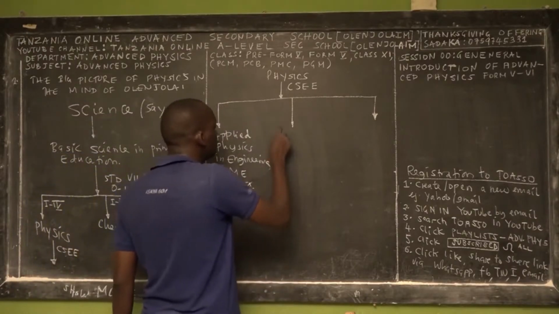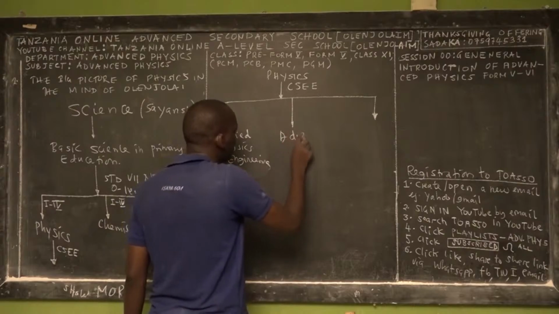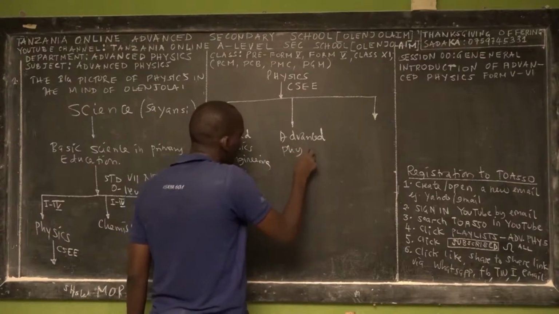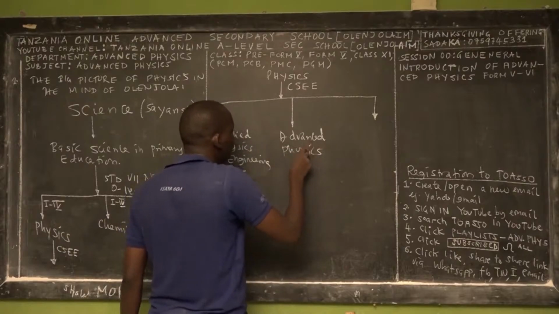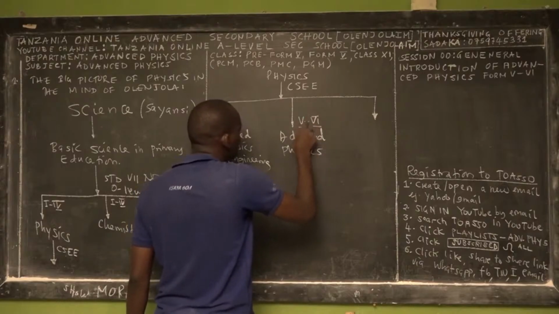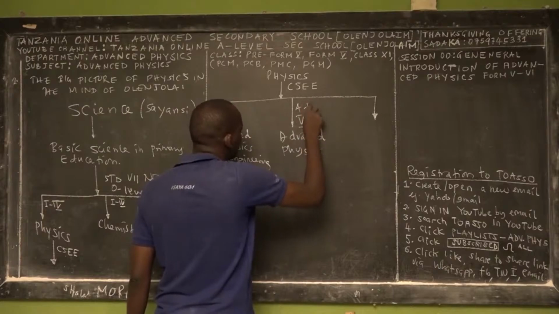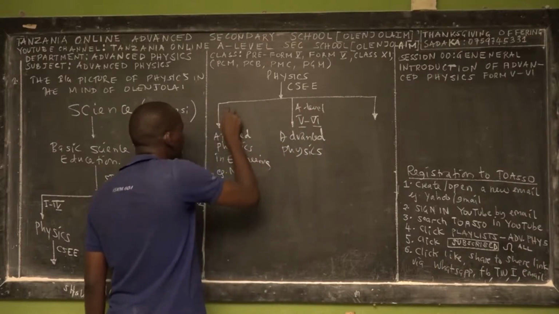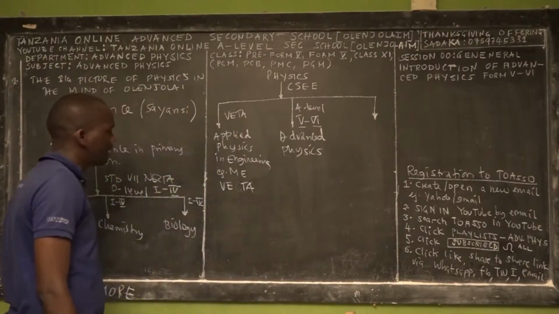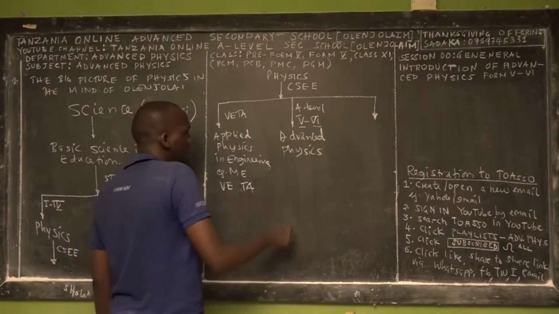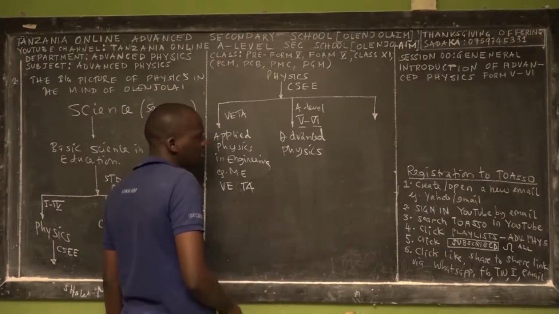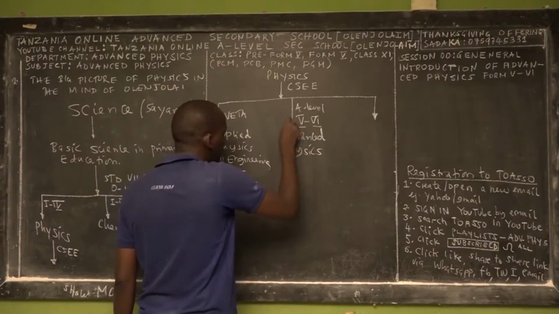The second route, you can study the subject called advanced physics, the one that we're teaching you. This is A level, from Form 5 to Form 6. So this will be A level, while this category is VETA. So advanced physics, it's A level. We call it A level physics or pure physics, whatever you call it. So this is the point where we are right now.